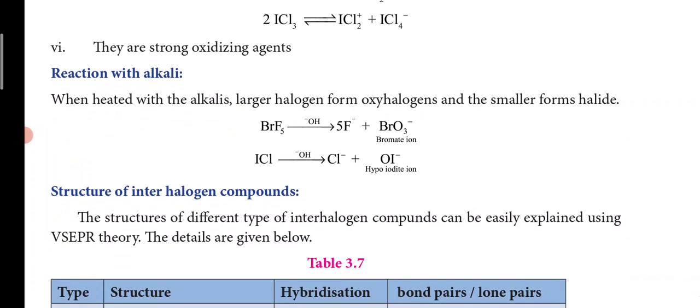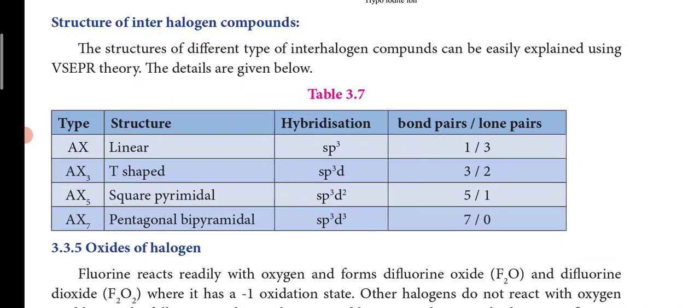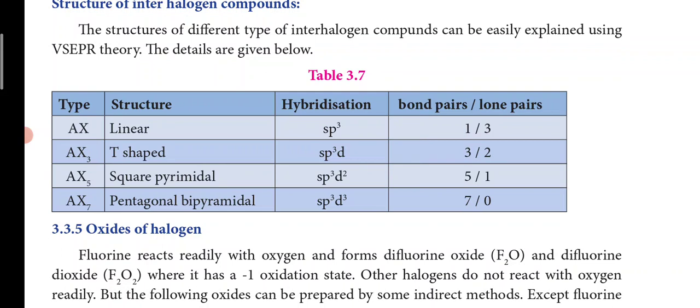And what is their reaction with alkali? When they react with alkali and are heated, the larger halogens form oxyhalogens, and the smaller ones form halides. The structure of interhalogen compounds depends upon their hybridization based on the VSEPR theory. We will see what VSEPR theory is in the 5th chapter.